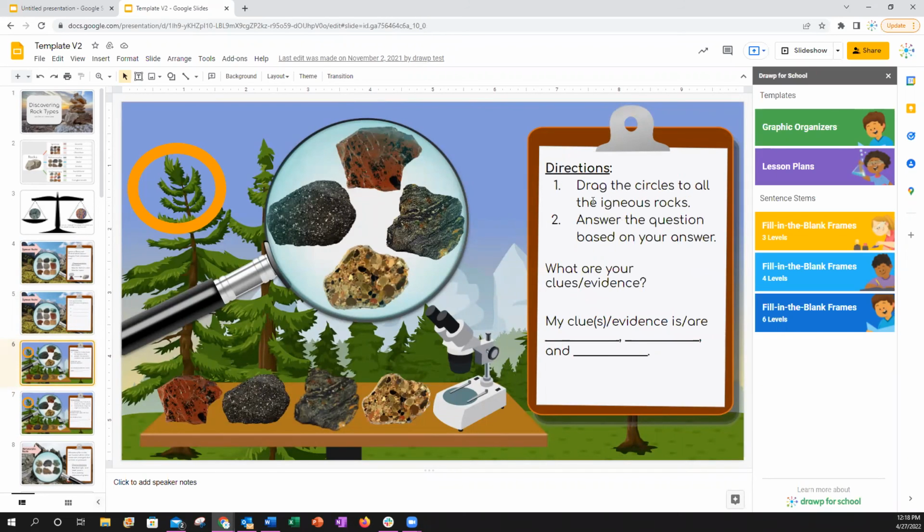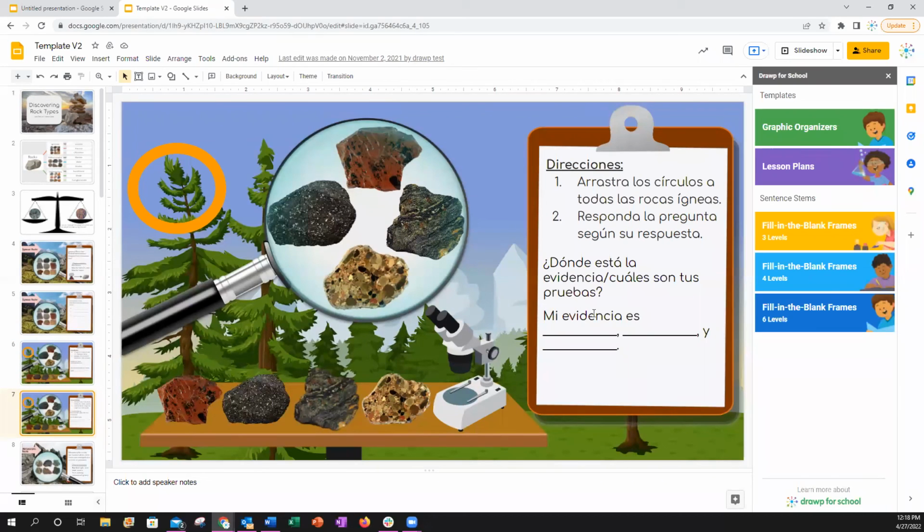She did directions about how to drag the circles to all the igneous rocks and then answer the question based on your answer. Here's another question. What are your clues / evidence? And the answer sentence frame was, my clues and evidence is or are. And then she did it in Spanish as well for the newcomers or the native Spanish speakers. ¿Dónde está la evidencia? ¿Cuáles son tus pruebas? Mi evidencia es. And so you see that she did it in both English and Spanish there for them.